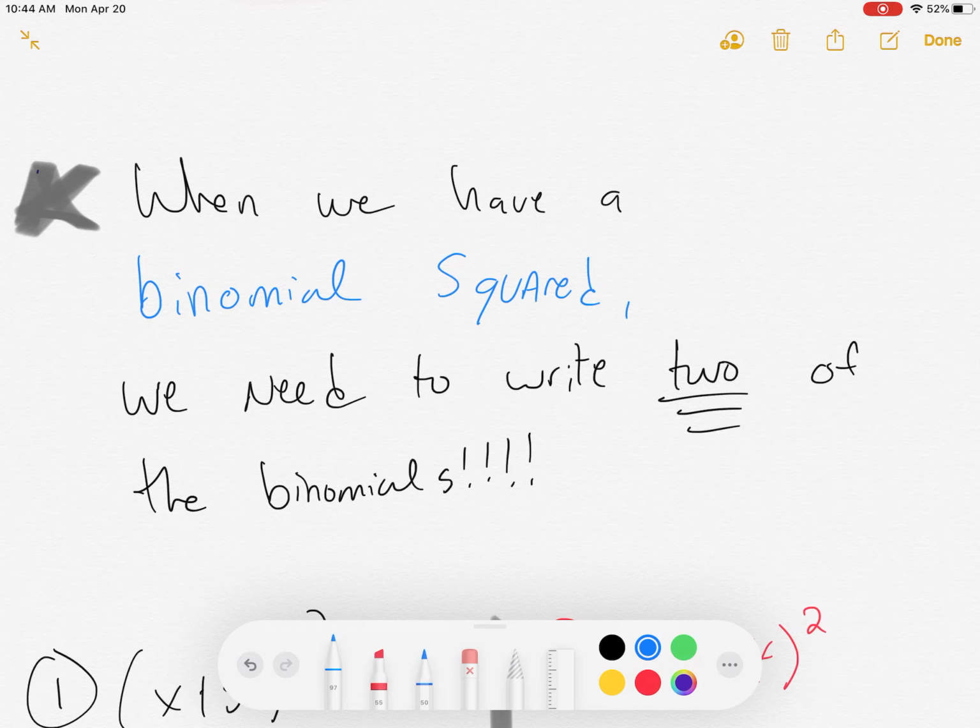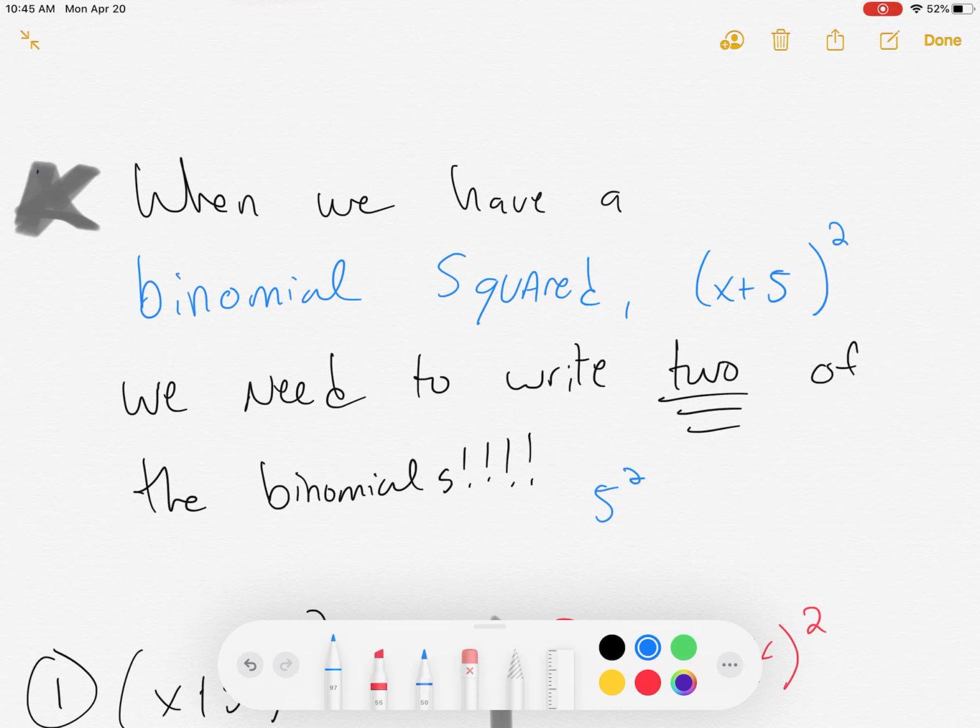Okay, next up, when we have a binomial squared, that sounds like a big scary math term, but binomial, remember bicycle has 2 wheels, so a binomial has 2 terms in it. So let's say we have x plus 5. There's 2 terms. One term is x, one term is 5, and we take that binomial and we square it. We need to write 2 of the binomials.